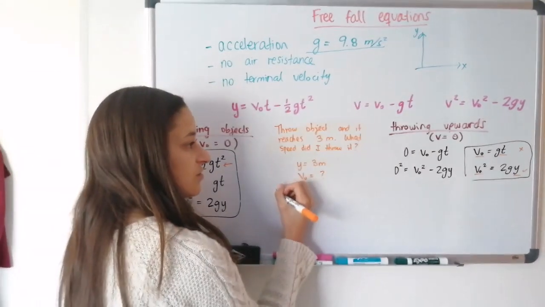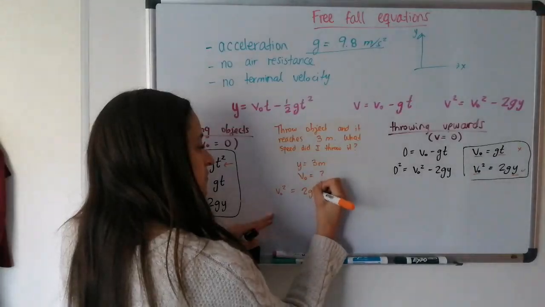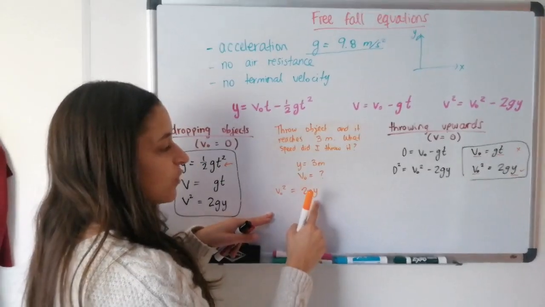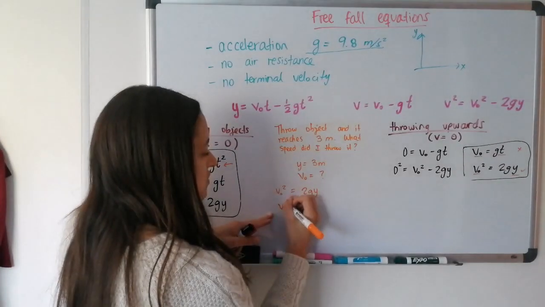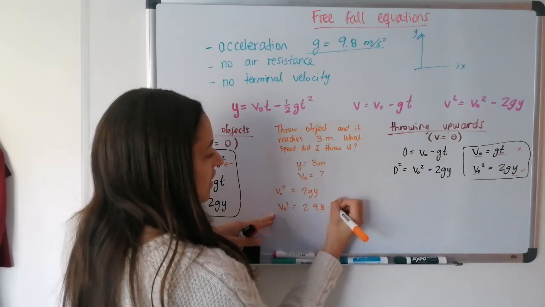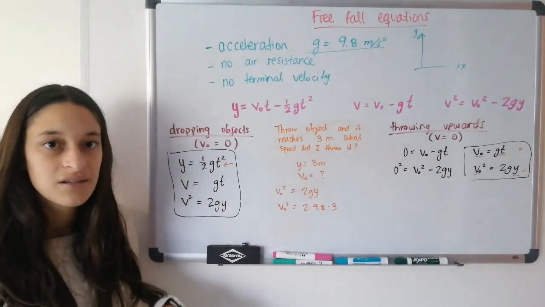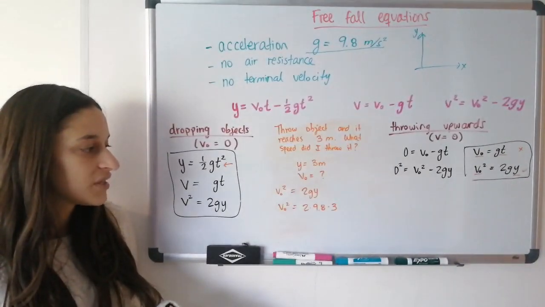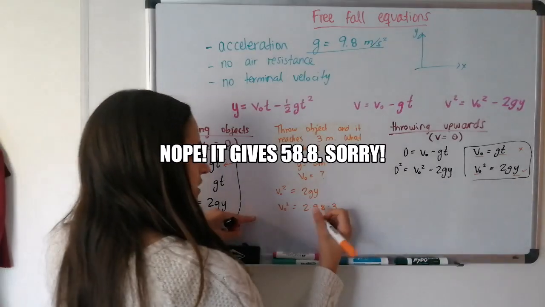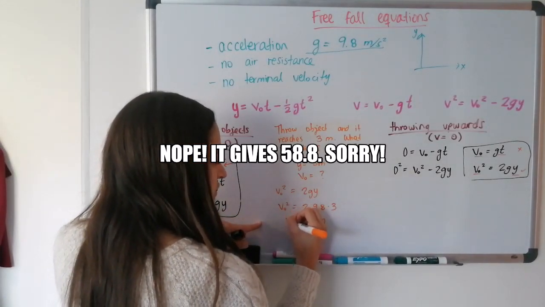So we chose our equation, V0 squared equals 2gy, and we plug what we know, which is y, into the equation. So we have V0 squared equals 2, g is 9.8, and y is 3. So on this side, we have 2 times 3 times 9.8, right? So that is going to give us 58.8, I think. So that is V0 squared.